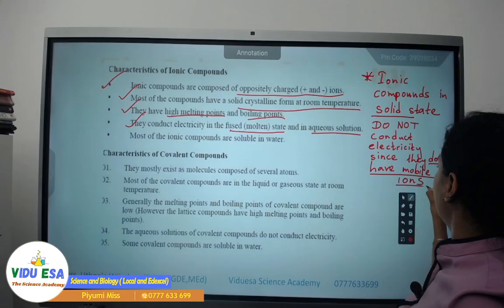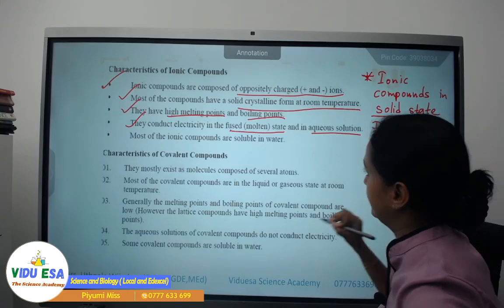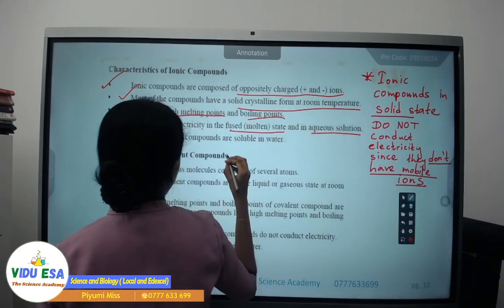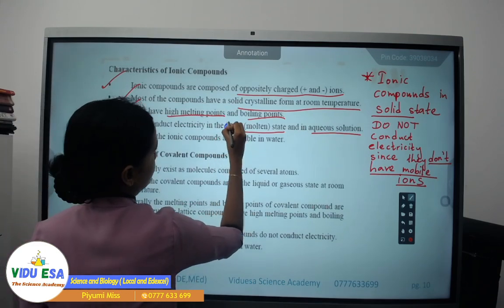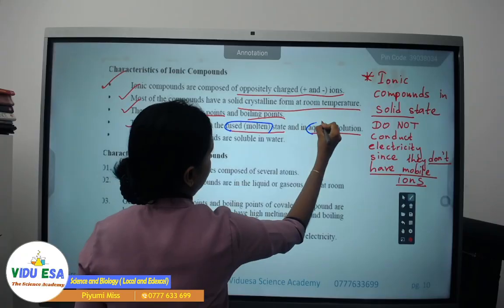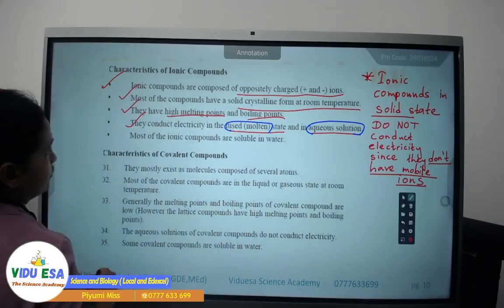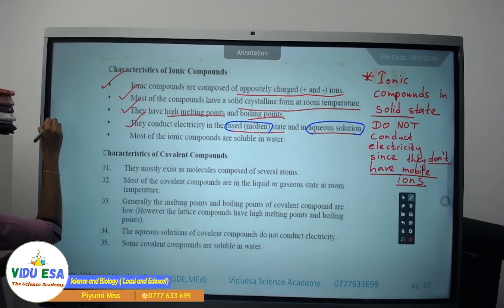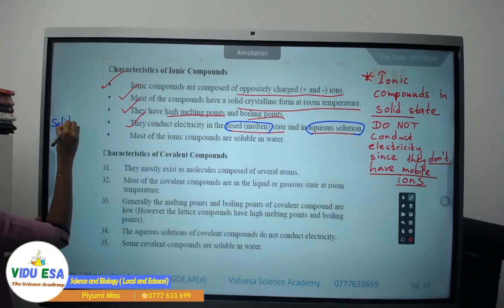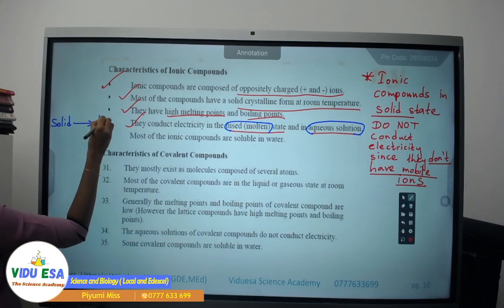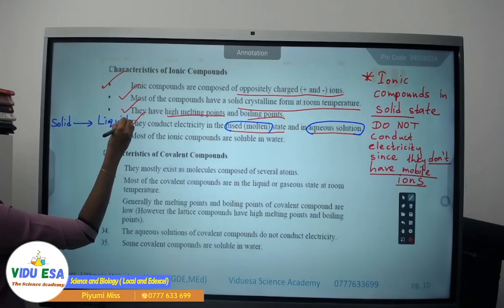Don't have mobile ions. The movable ions are not there. But they conduct electricity in the fused or molten state and aqueous solution. Right? Fused or molten: a solid is heated and taken into the liquid state. Right? Melt.